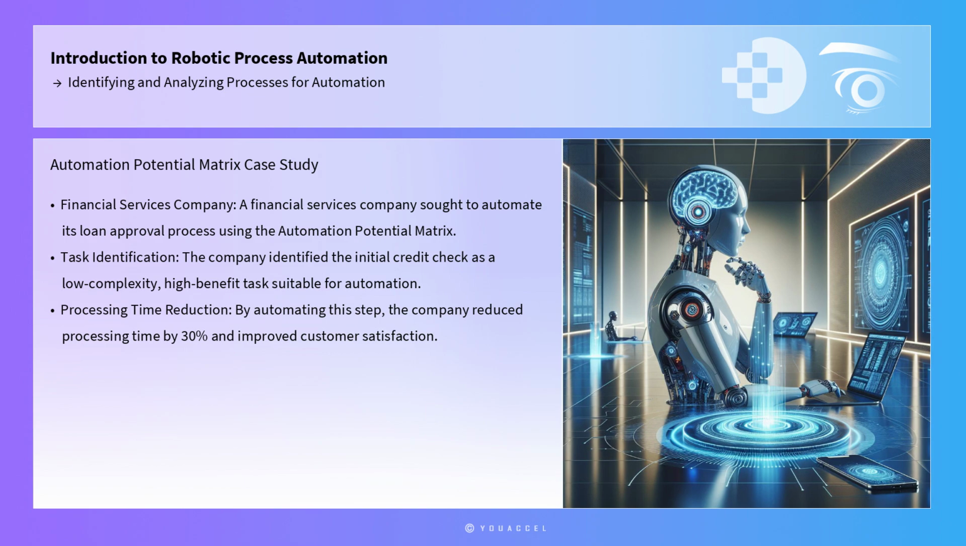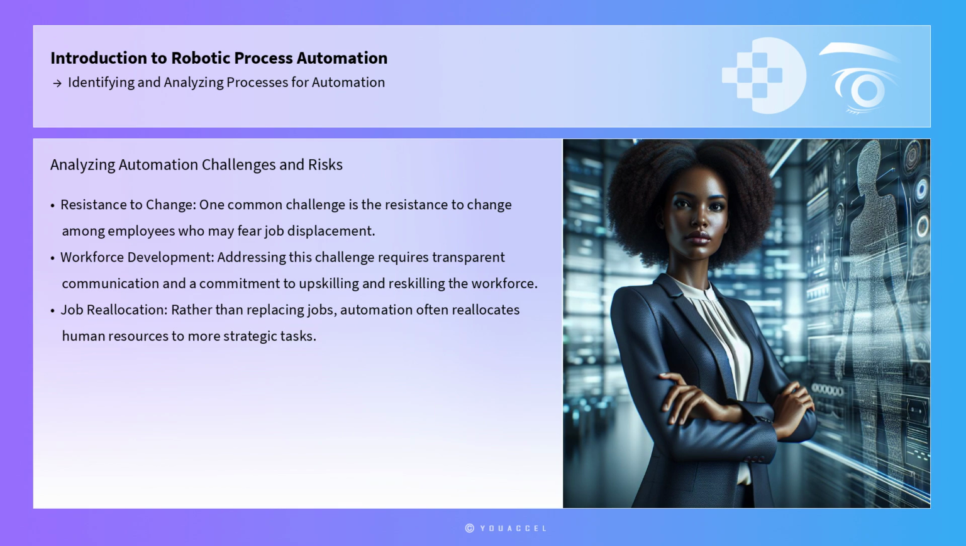A case study illustrating the use of the Automation Potential Matrix involves a financial services company seeking to automate its loan approval process. The company used the matrix to evaluate its processes and identified the initial credit check as a low-complexity, high-benefit task suitable for automation. By automating this step, the company reduced processing time by 30% and improved customer satisfaction, demonstrating the matrix's utility in guiding automation efforts.